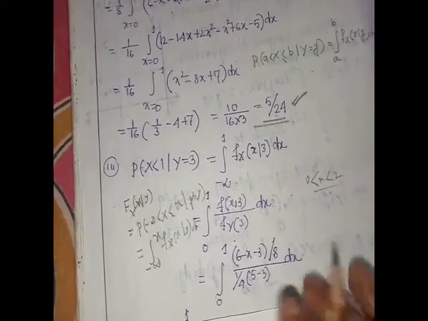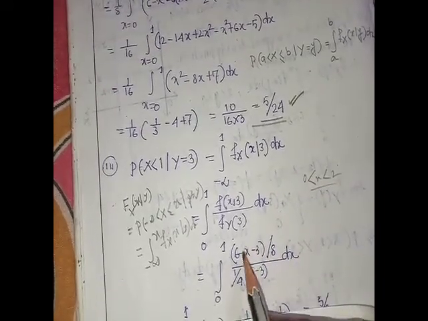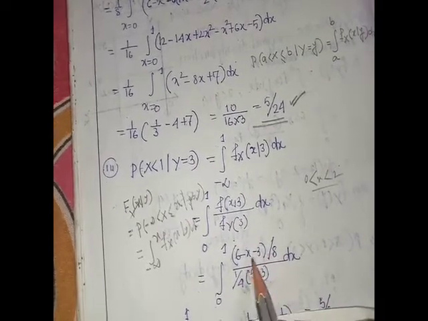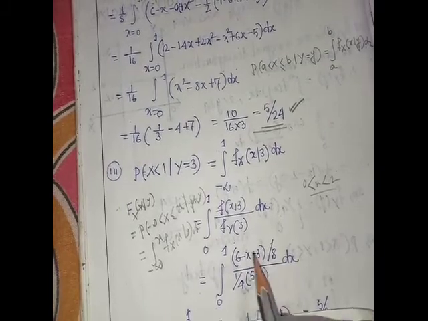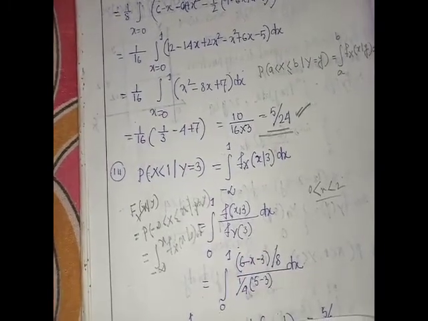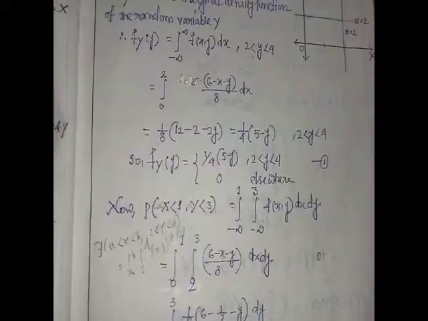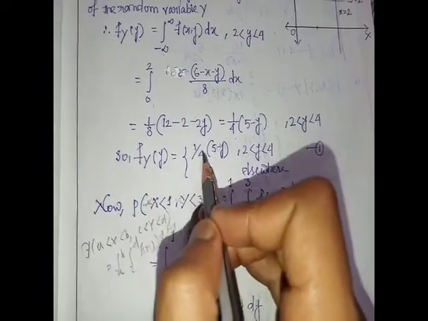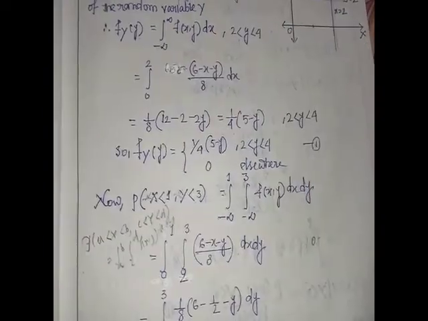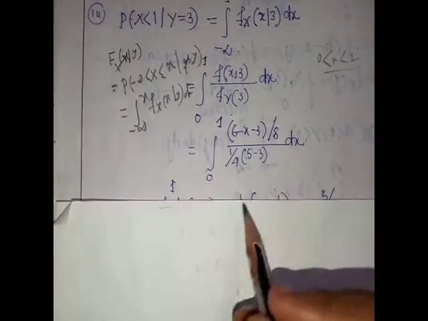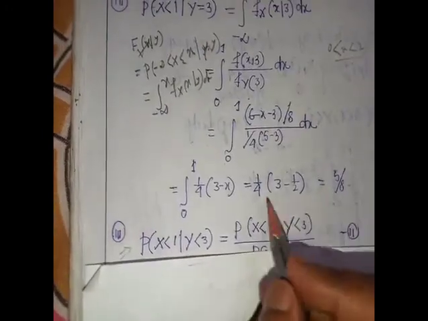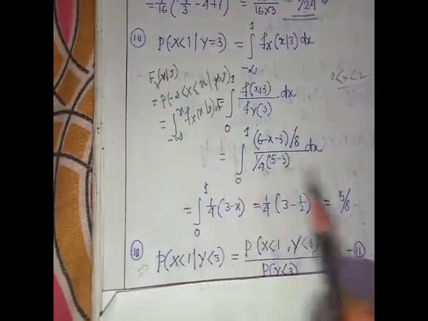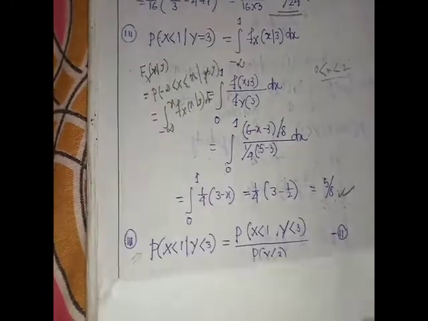Okay, so we put this value: f(x, y) means (6 minus x minus y) by 8. Here y is 3, so (6 minus x minus 3) by 8, and f_Y(3) means, this is f of y, so we put the value y equal to 3. So f_Y(3) means 1 by 4 times (5 minus 3). After calculation, this is the required result, 5 by 3. So probability of X less than 1 given Y equal to 3 is 5 by 3. This is the required result.